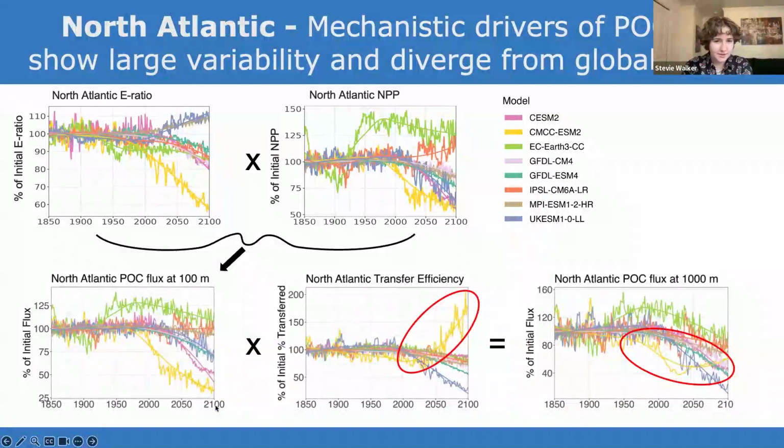So this would lead to a very strong decline in POC flux in the surface ocean, but because you have this really large increase in transfer efficiency, it's even counteracting that end of 21st century change in POC flux at 1,000 meters. I could go on about how different each of the models look on a regional scale, but overall, this demonstrates the usefulness and importance of completing a multi-model comparison, since the patterns are so variable across models and across regions.